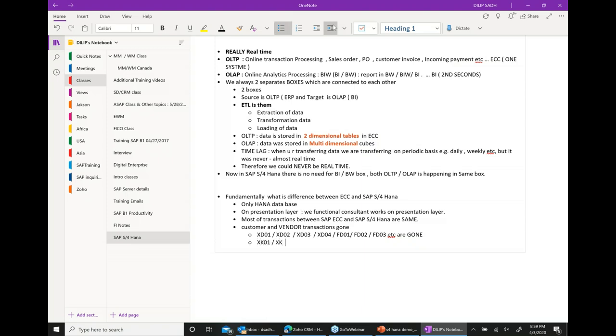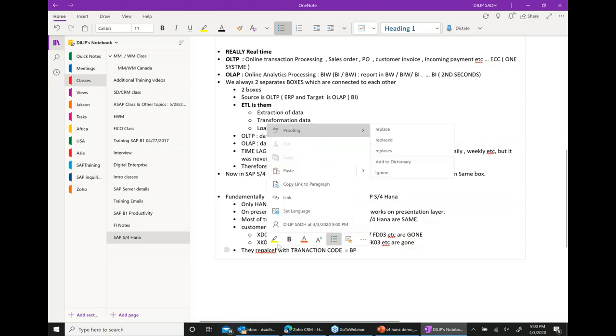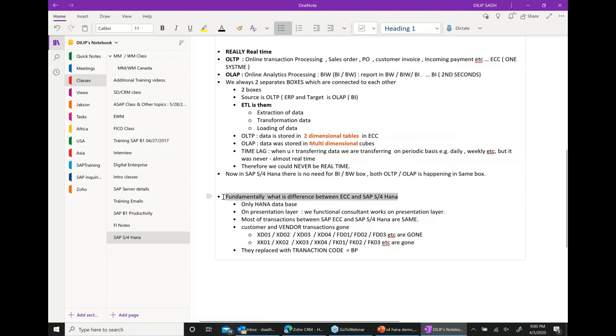You have XK01, XK02, XK03, XK04, FK01, FK02, FK03, etc. They are gone. They are replaced with transaction code BP, business partner. So now in SAP S/4HANA, you don't create these customer and vendor transactions. You go to the transaction code BP, which is business partner. Okay, that is what you do.